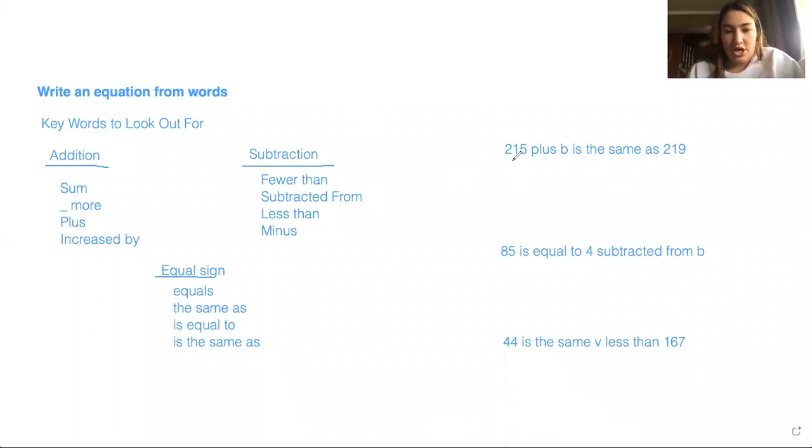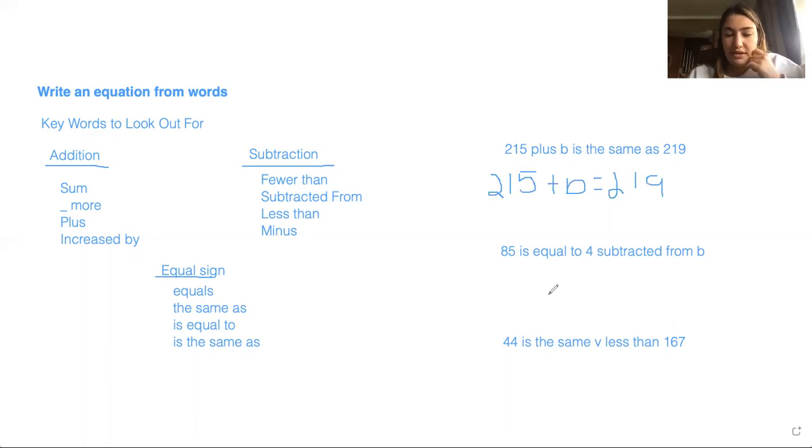So this one is 215 plus b is the same as 219. We know plus is addition, so we're going to write it as it says it: 215 plus b is the same as, or equals, 219.